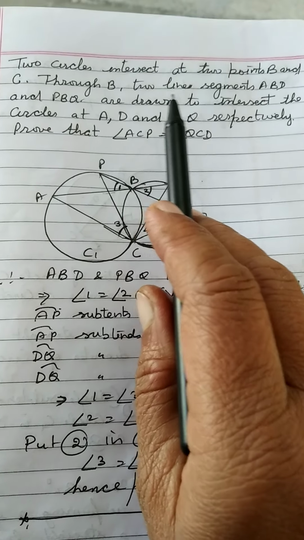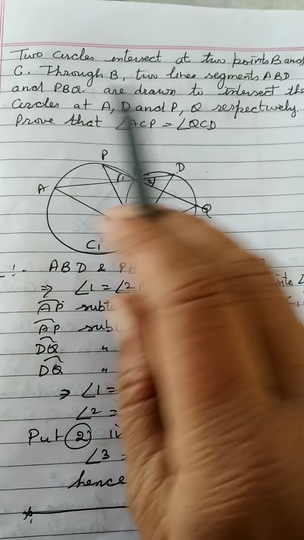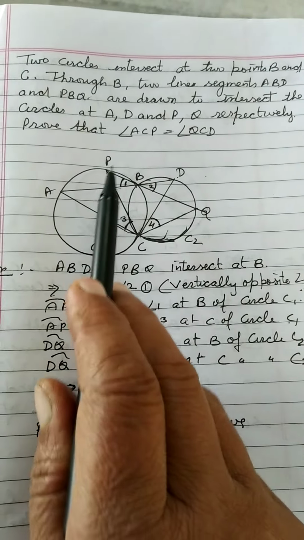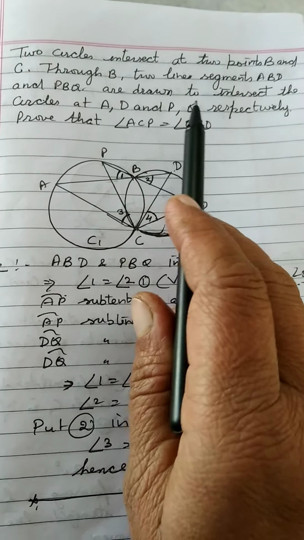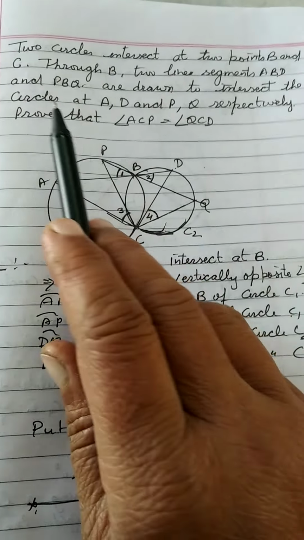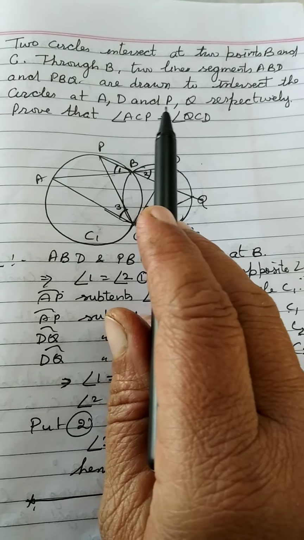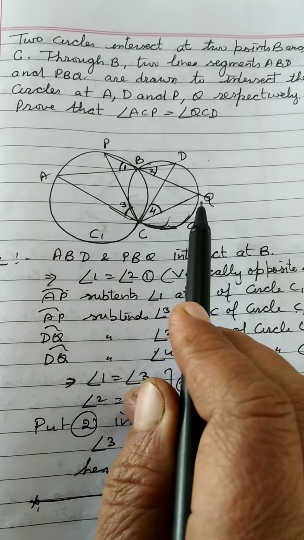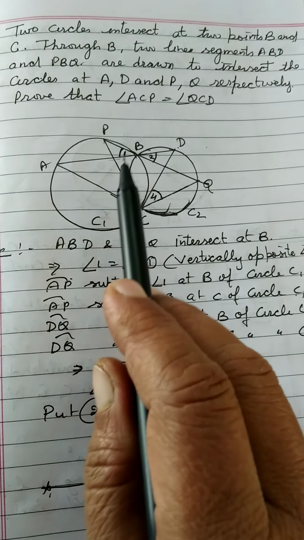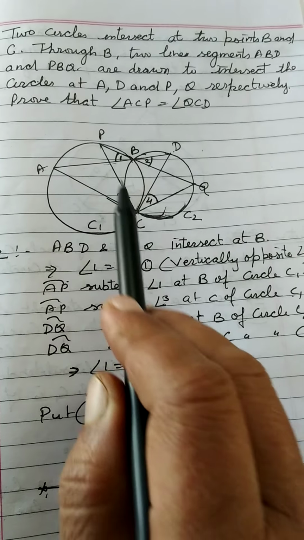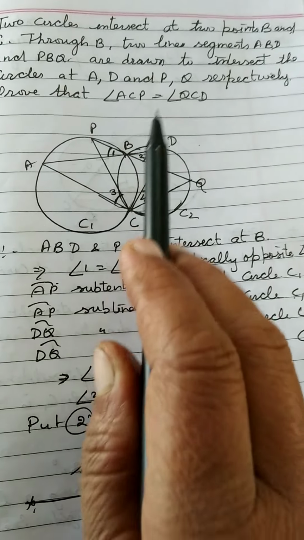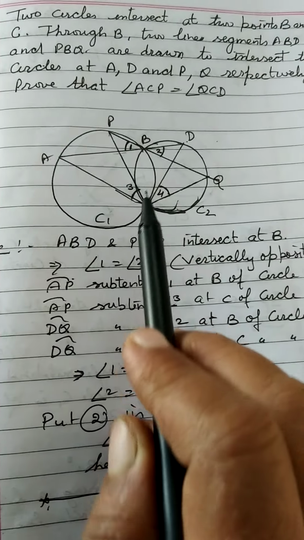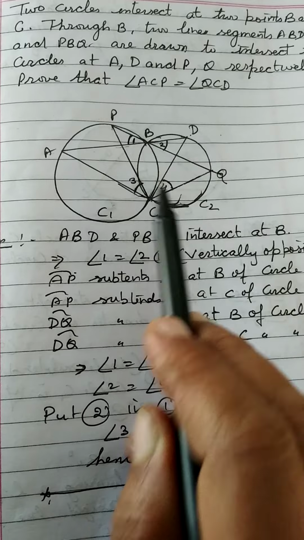Through B, two line segments ABD and PBQ are drawn to intersect the circles at A, D, P and Q respectively. Prove that angle ACP, which we have taken to be angle 3, is equal to angle QCD, which we have taken to be angle 4. Means we are to prove that angle 3 is equal to angle 4.